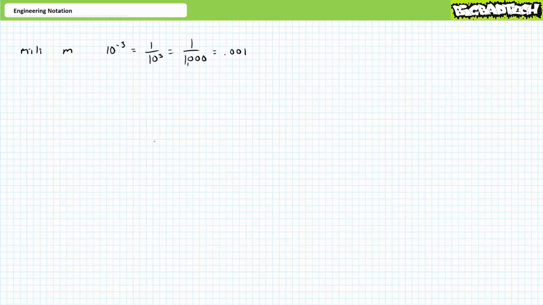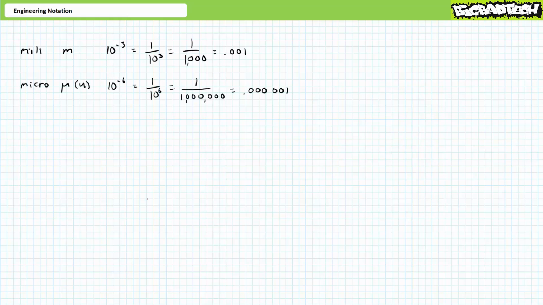Consider the expression 10 raised to the negative third. This means take 1 over 10 raised to the third power. 10 to the third power is 1,000. 1 over 1,000, or 1 thousandth in decimal form, is 0.001.